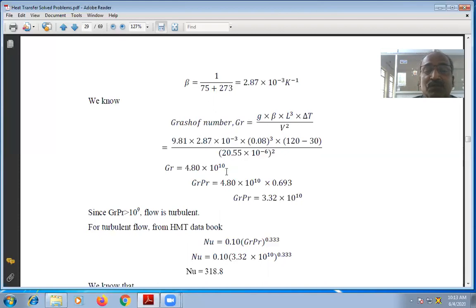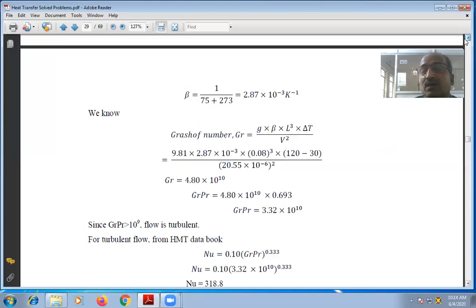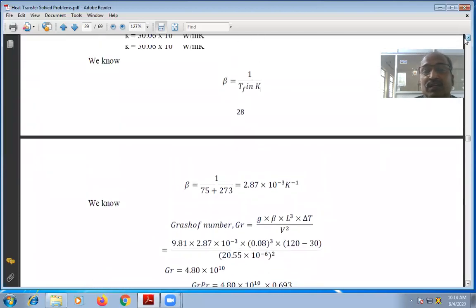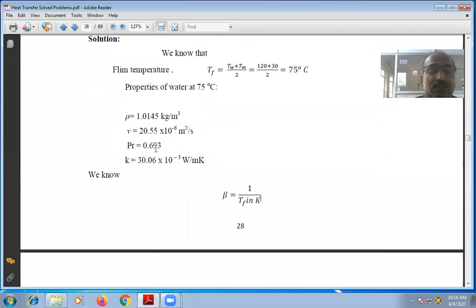The Grashoff's number, after incorporating all the values, beta already we know. Therefore, we can see that Grashoff's number is 4.8 into 10 raised to 10. Then we have to multiply Grashoff's number by Prandtl's number, that is 4.8 into 10 raised to 10 and 0.693. Where is the 0.693? Already taken from the table. I will scroll again and show you. Here this is the Prandtl's number and this is the nu, the kinematic viscosity. All the properties we have brought from the heat transfer data book.